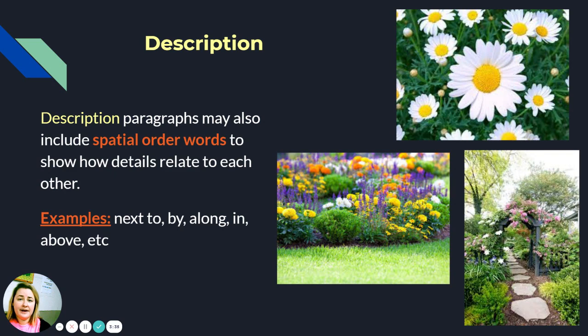Description paragraphs may also include spatial order words to show how details relate to each other. For example, next to, by, along, in, above. So if you're describing a daisy, you might say the white petals are all around or next to the inner pollen. So you're describing where spatially, where in place something is in comparison to the other thing.